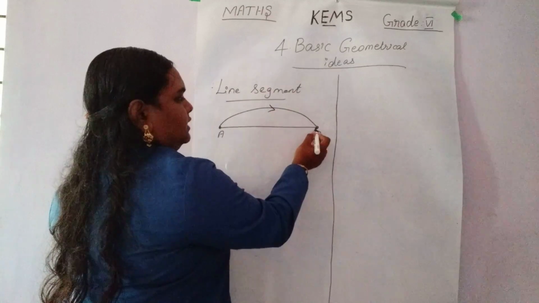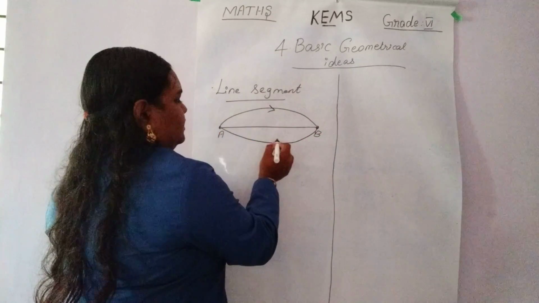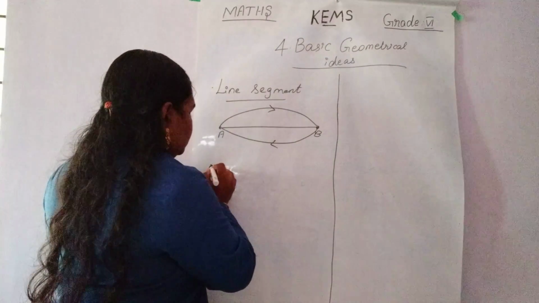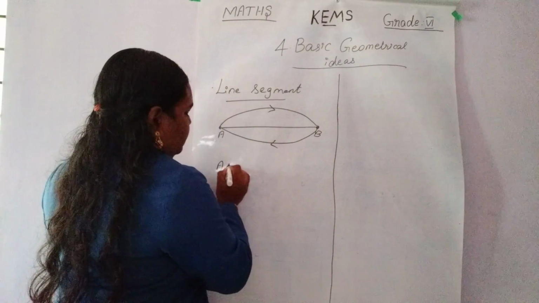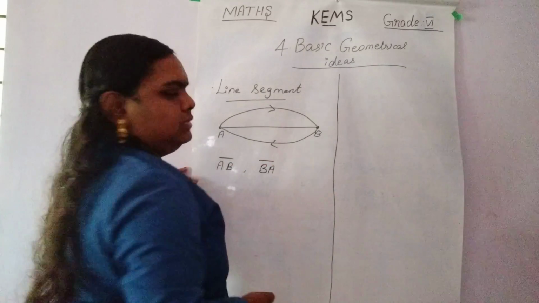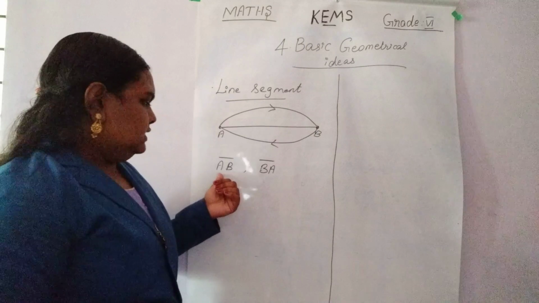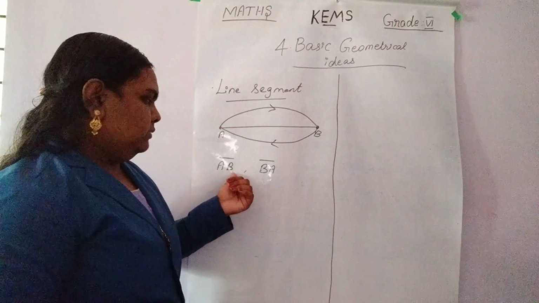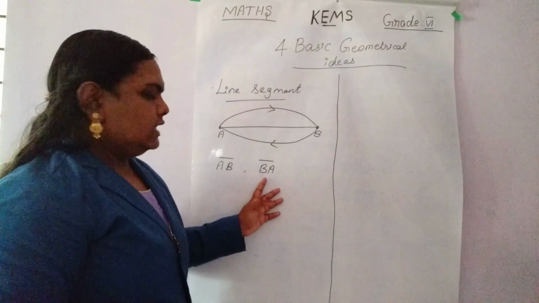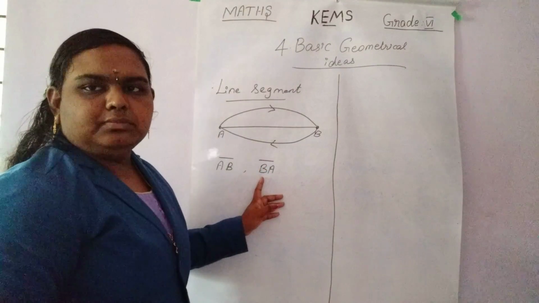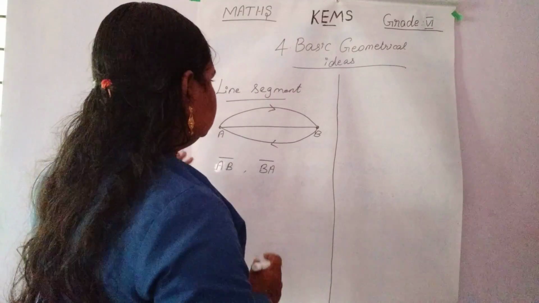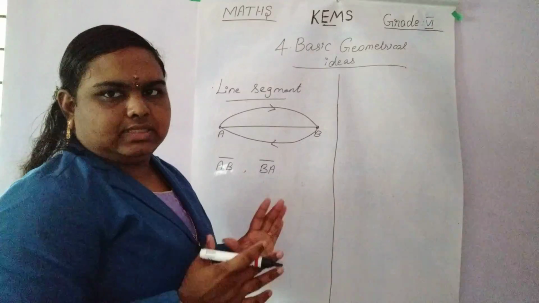So A to B, this is one line segment, and B to A, this is another line segment. It is denoted as AB line segment and BA line segment. A is the starting point and B is the ending point. So it is the line segment AB. Then line segment BA denotes starting point is B and ending point is A. Okay. So this is the line segment.